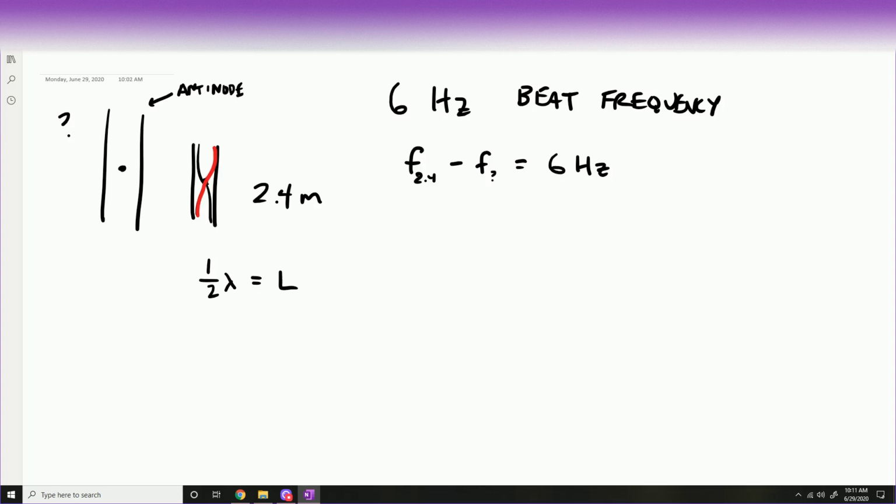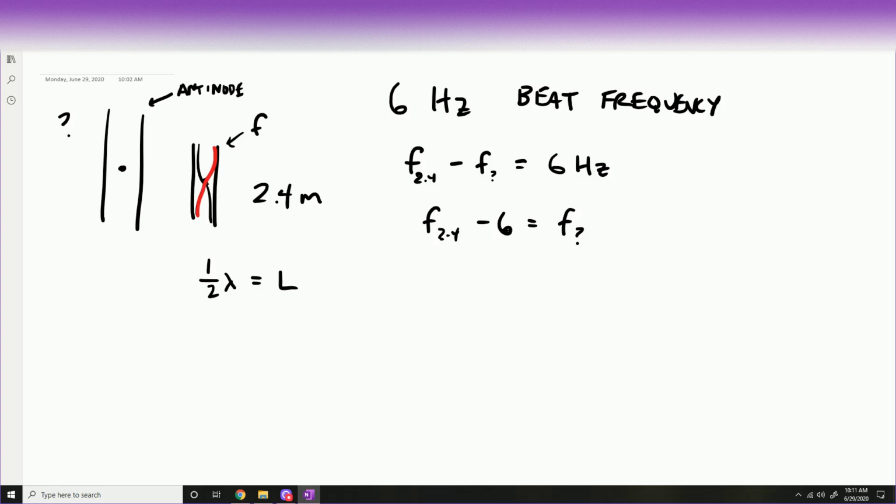So the way that I'm going to solve this is I'm going to look for the frequency of the standing wave in this first tube. Then I'm going to subtract 6 from it to get f by itself, right? Because f2.4 minus 6 is going to equal that question mark frequency. So if I find out what the frequency of this one is, subtract 6 from it, then I'll know what this frequency is, and then if I know the frequency, I can go backwards and plug it into the equation to figure out what the length is.